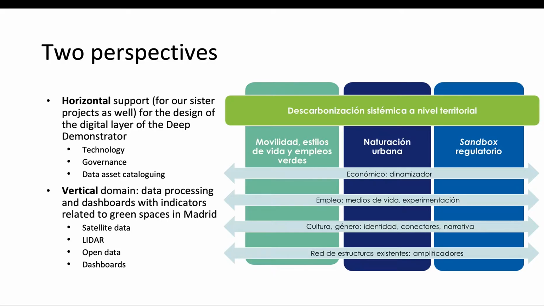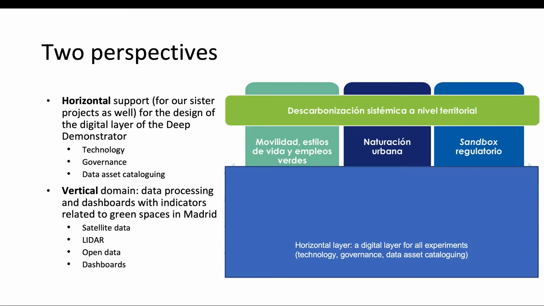projects that were run at the same time, for the design of the digital layer of the Deep Demonstrator, in the case of Madrid. In this horizontal support, we have been working on different levels: on technology, on data governance, and finally on data asset cataloging. So basically, we have provided an initial prototype of a digital layer which could be used for all the experiments that are currently in the experiment portfolio of the Madrid Deep Demonstrator.